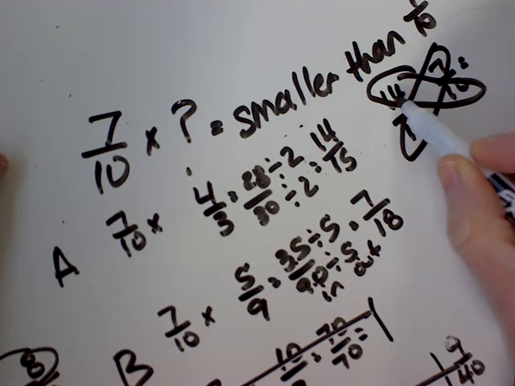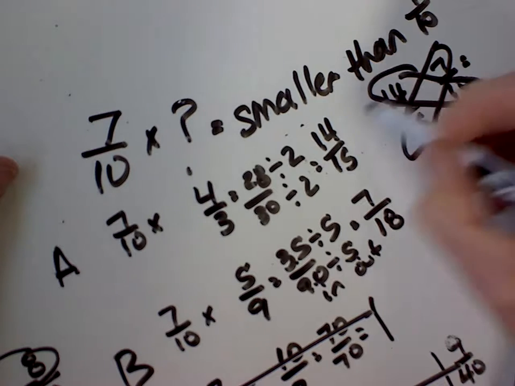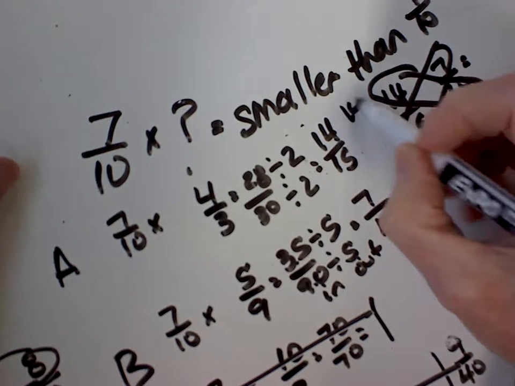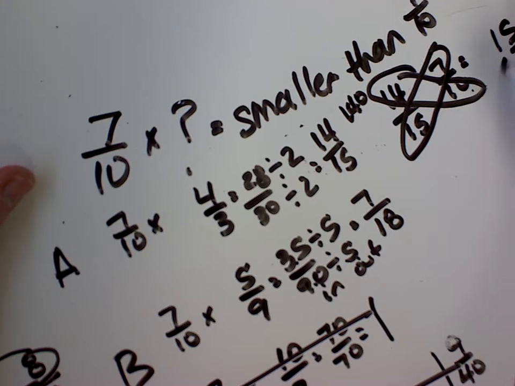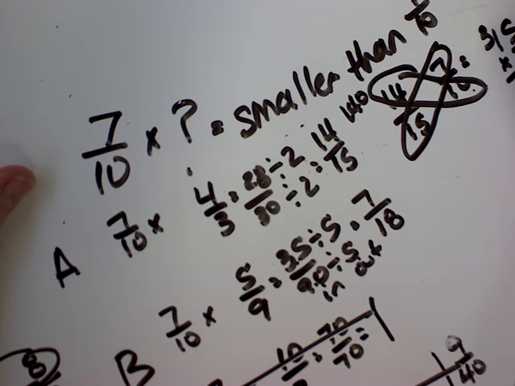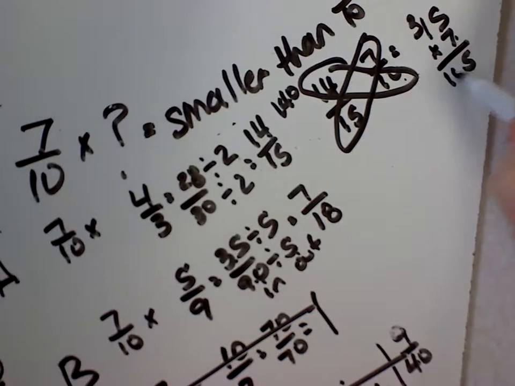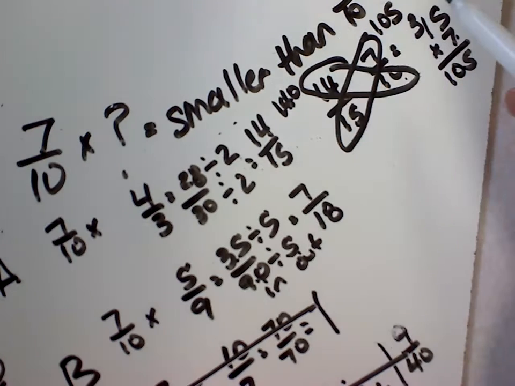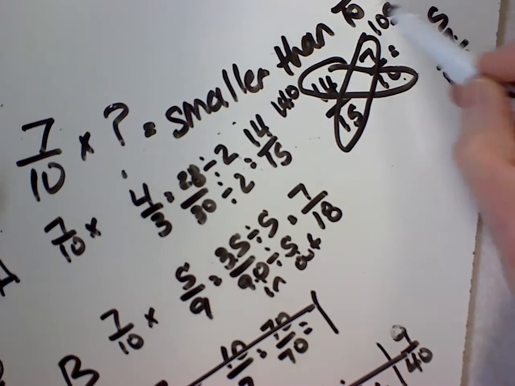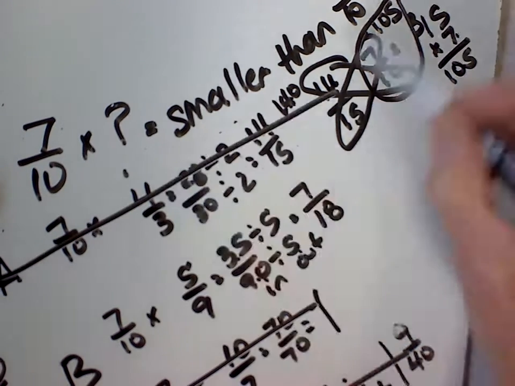Here we have 14 times 10, or 10 times 14 is 140. 15 times 7, 7 times 1 is 7 plus 3 is 10. So this gives me 105. 105 is smaller than 140. So this is the smaller number, not this one, so A is no good.